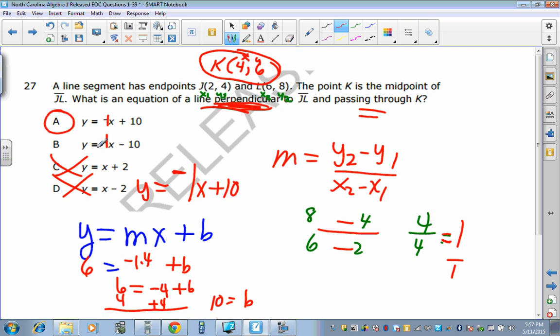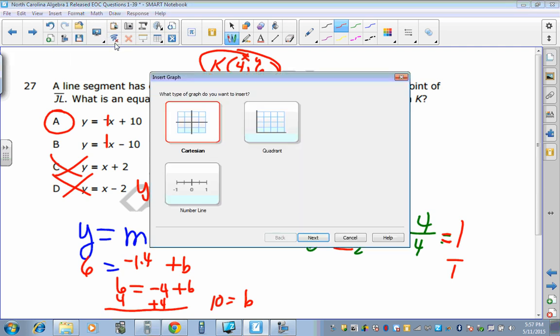I also want to mention that a lot of times when you're taking standardized tests, if you are really stuck and have trouble doing these, another possibility might be to just take the graph paper that you're given and graph it out. Let me show you how you could do this one just by using graph paper.